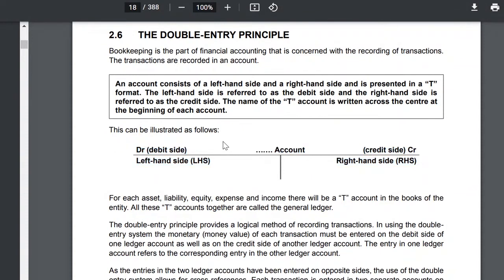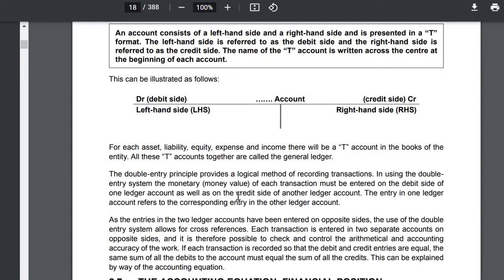can you see this double entry principle? I'm going to make just a small, simple example regarding this double entry principle. The double entry principle provides a logical method of recording transactions. In using the double entry system, the monetary value of each transaction must be entered on the debit side of one ledger account, as well as the credit side of another ledger account. The entry in one ledger account refers to the corresponding entry in the other ledger account.